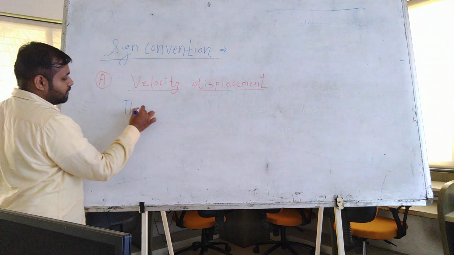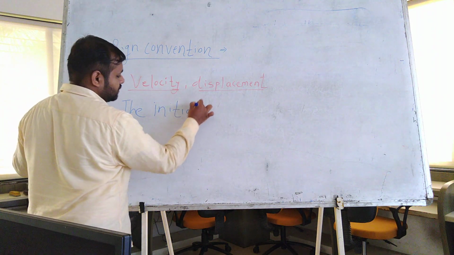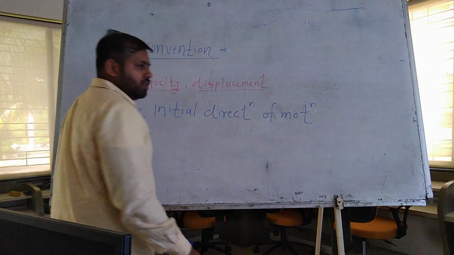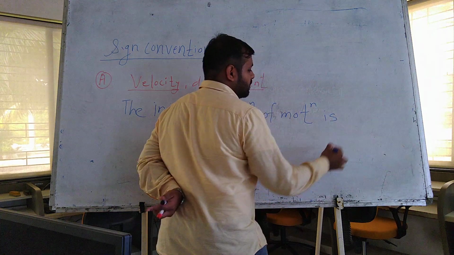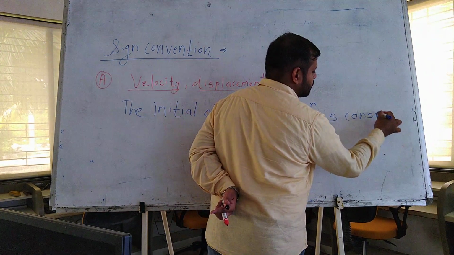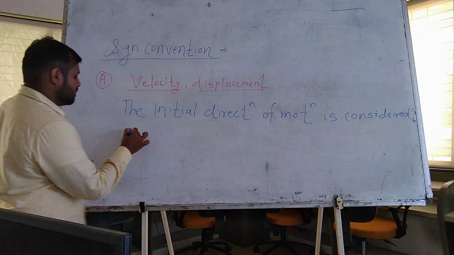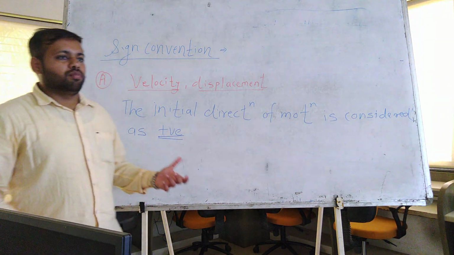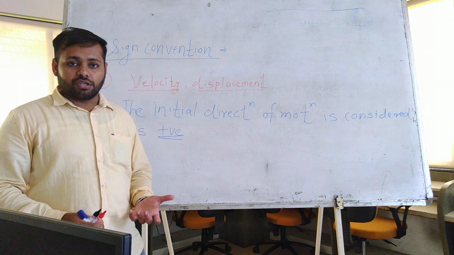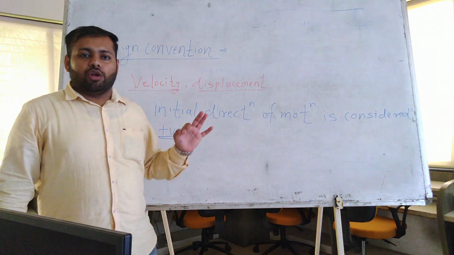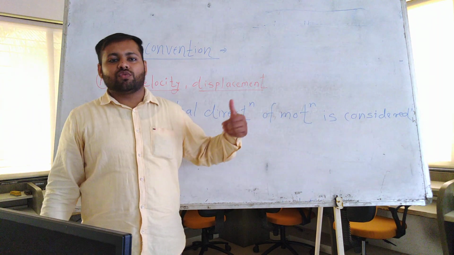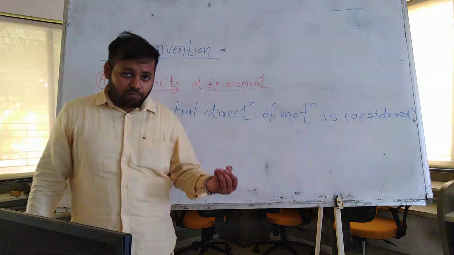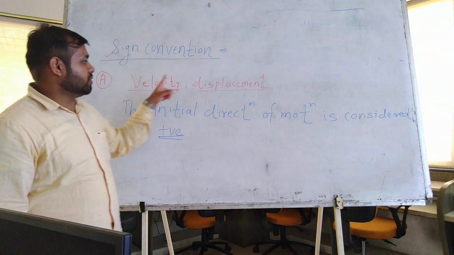The initial direction of motion is taken as positive. If a body starts from its original position and moves towards the left hand, then velocity in the left hand direction is taken as positive, while displacement towards the left direction is also taken as positive. So the initial direction of motion is very important. You need to understand the initial direction of motion, and according to that you assign a positive or negative sign for velocity and displacement.